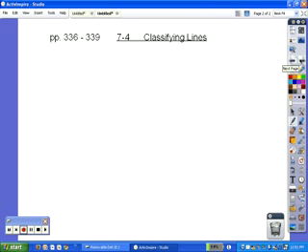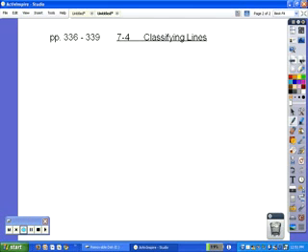Lesson 4 is on classifying lines. On page 336, you see different types of lines listed. We have intersecting, which means they cross at any point. But we also have perpendicular lines that cross, but when they cross, they form 90-degree angles. Parallel lines are lines that are in the same plane, and they would never intersect. Skew lines are lines in different planes, but they're not parallel or perpendicular to each other.